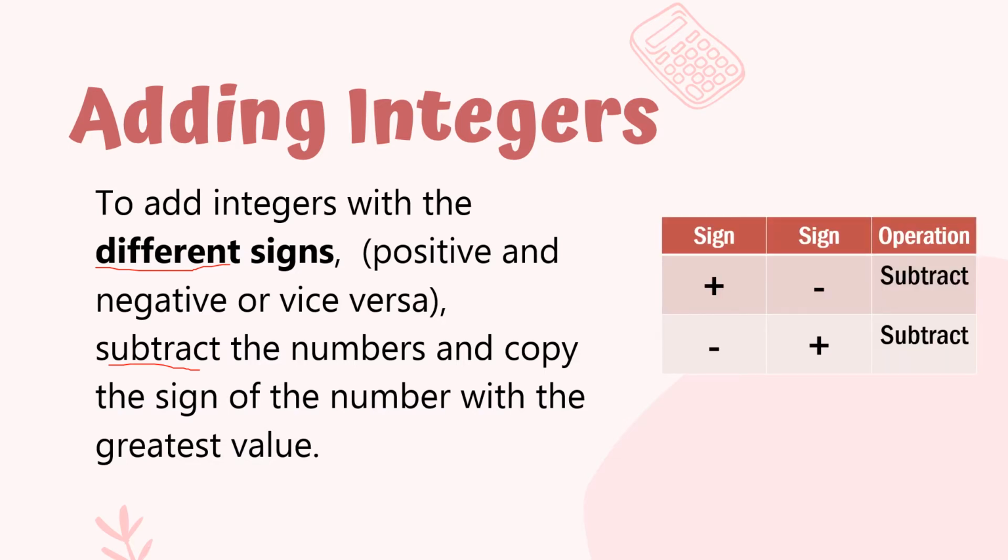So please remember this table of signs. If you have a positive plus negative, you subtract the two numbers. If negative plus positive, you also subtract. So if hindi po pareho ang kanilang signs, you simply subtract the two. And paano po ang magiging sign nila? Simply copy the sign kung ano po yung value na mas mataas sa dalawa, kung ano po yung sign niya, simply copy the sign.